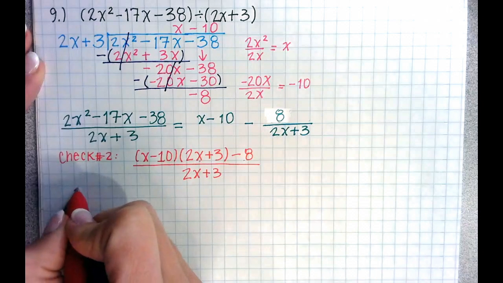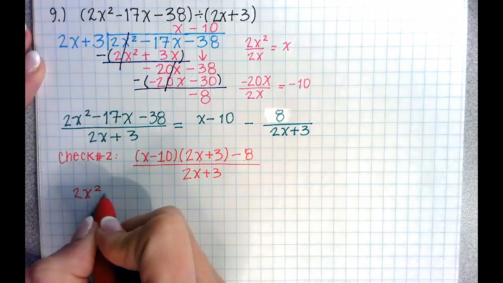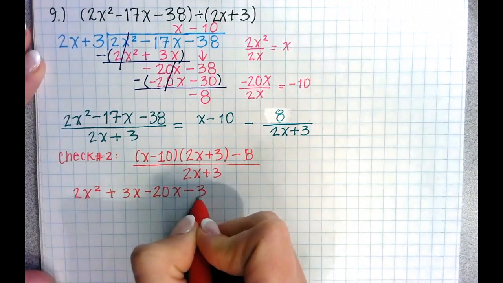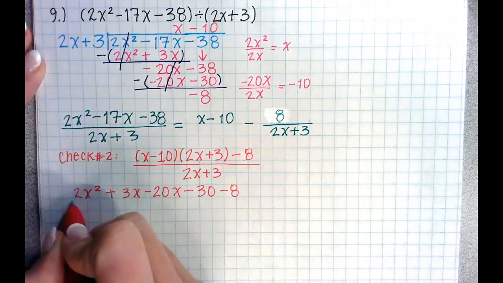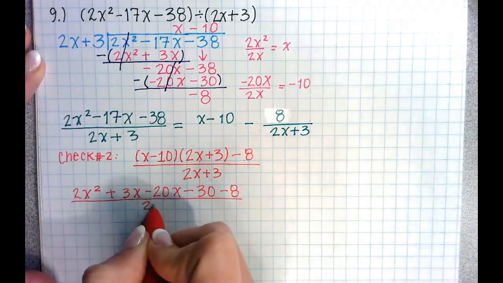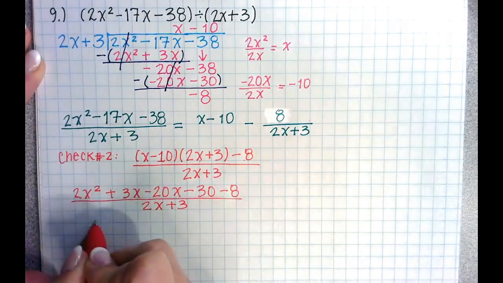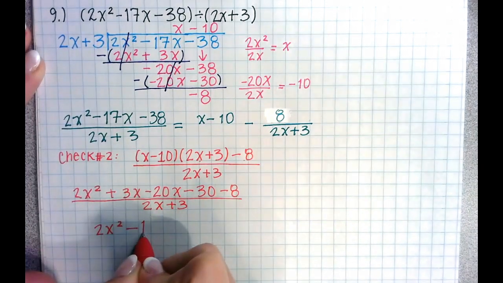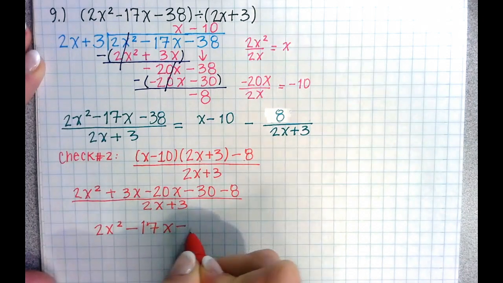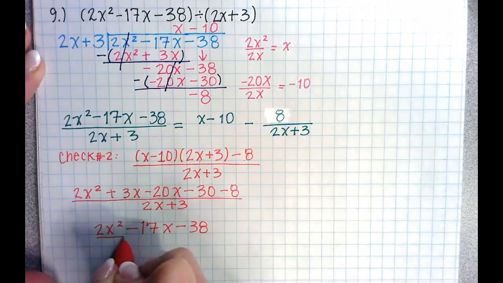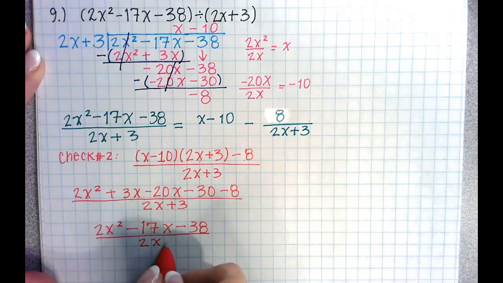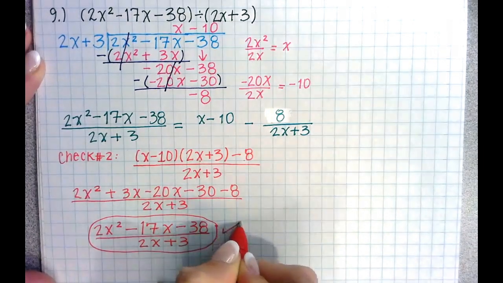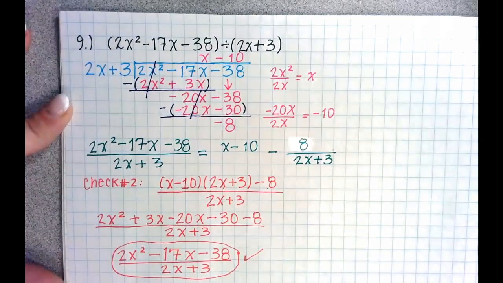That is going to expand, so you'll have 2x squared. Outer is plus 3x minus 20x minus 30 minus 8 over 2x plus 3. Clean that up. We have 2x squared minus 17x minus 38 over 2x plus 3. That matches my original problem. So I feel good about my answer.